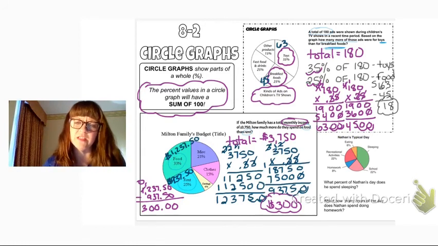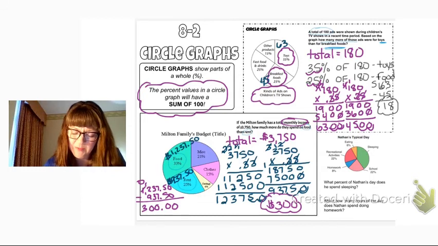Again, we were just using those percents to find percent of total by multiplying, and then we subtracted to find out how much more one was than the other. Okay, last example. This is Nathan's typical day. So you can tell what percent of the time he spends on each activity. So 8% eating, 22% recreation, 8% homework, 22% school.